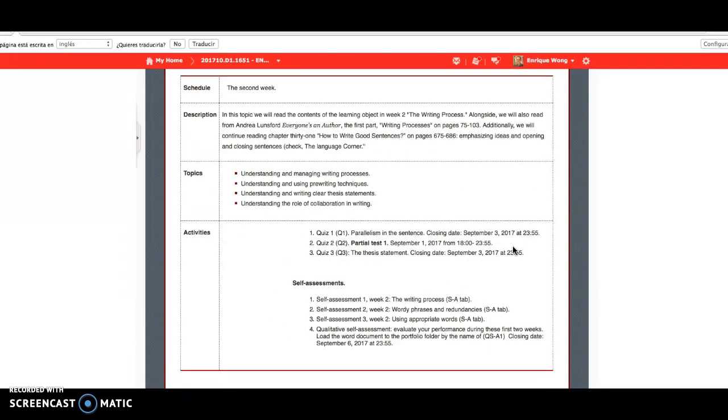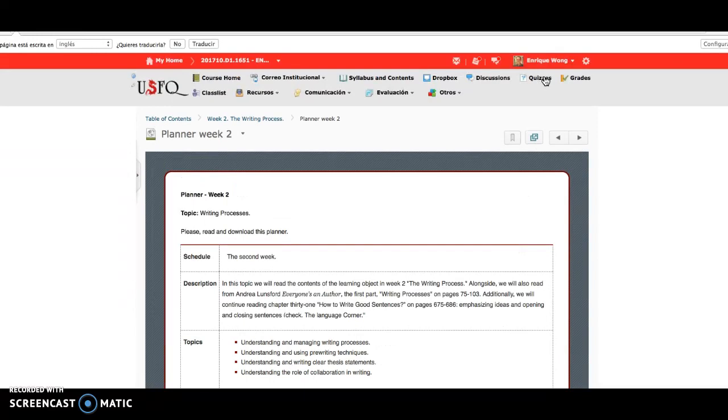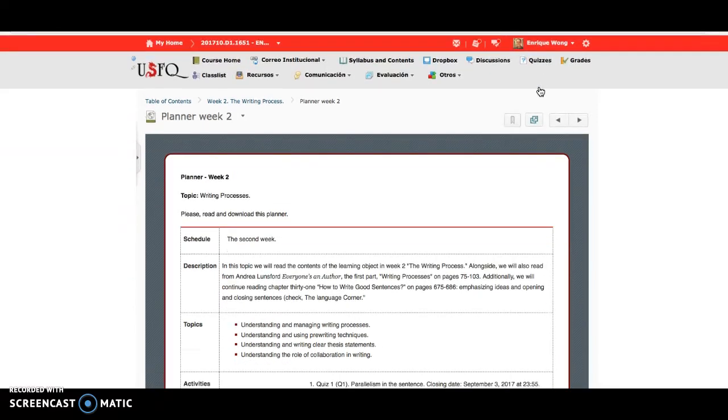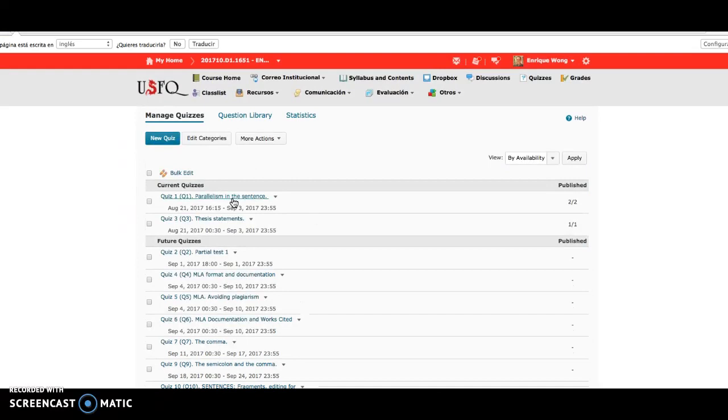Where do you find the quizzes? You find the quizzes in the quizzes area. You have here the first quiz, parallelism in the sentence, and quiz 3, the thesis statement. Remember, I gave them the name of a quiz, but they are exercises and you have more than one attempt. The real partial test is the one that will take place on Friday, and I always make the distinction by naming the test differently. In this case, it's partial test 1.